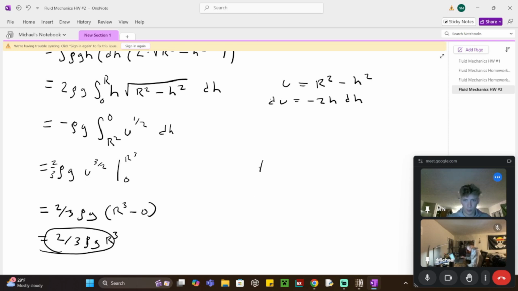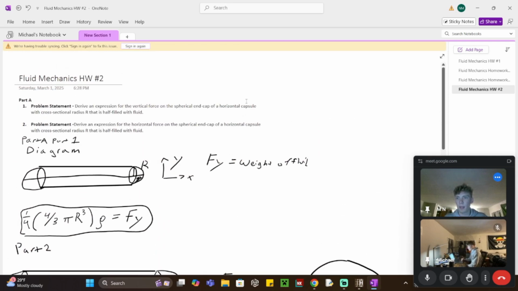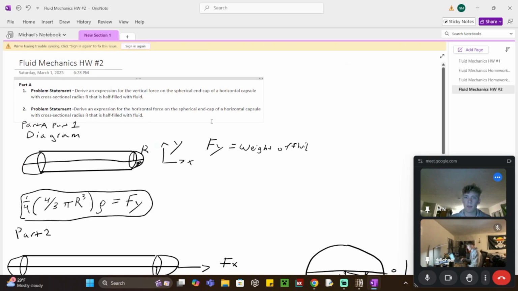So our Fx is equal to 2/3 rho g R cubed. And that is the horizontal force on the spherical end cap of a horizontal capsule with cross-sectional radius r that is half filled with fluid.